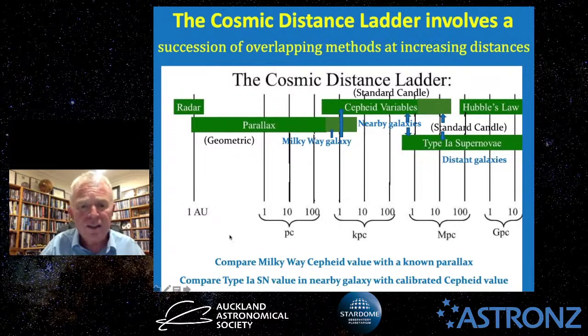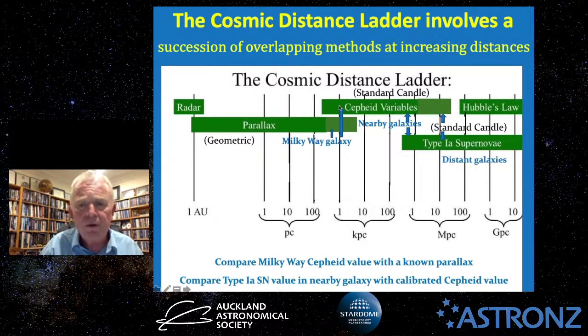And I've put the distances here. Here's your parsecs, sort of 1 through to 100. Remember, a parsec is 3.26 light years. Here's the kiloparsec range, the thousands of parsecs. The megaparsec range, in other words, multiples of millions of parsecs, and giga referring to billions of parsecs. They call these cosmological distances. They're way out there.